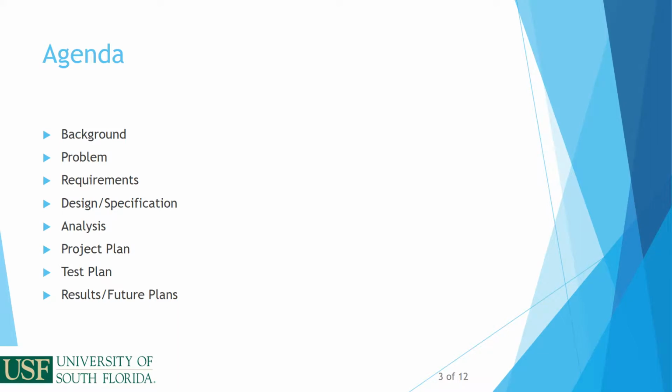All right, in our presentation, we're going to be covering a couple of things. We're going to be once again recovering our background, moving towards our problem, covering the requirements once again, along with the design and the specifications of our final design. We're going to move on to the analysis of our final design, along with a quick overview of our project plan and how we have retargeted it for our current schedule. And then we're going to move on to our test plan. And finally, we're going to wrap it all up with our results and our future plans that could be for this project.